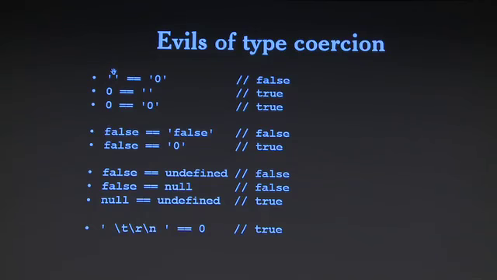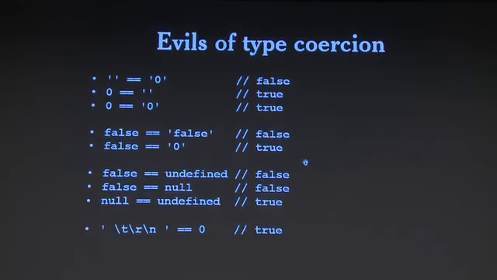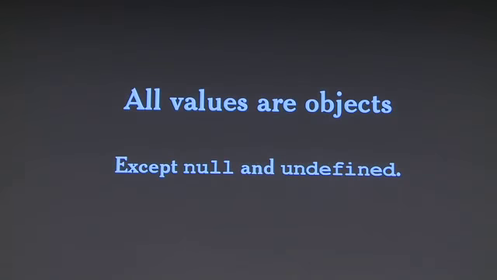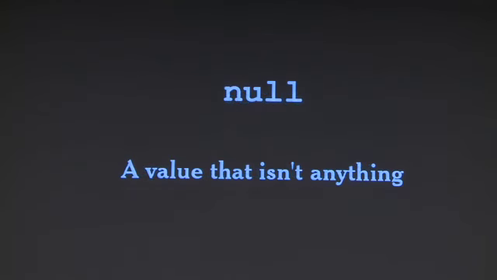Because here is an empty string equals equals zero, that is false, but the number zero equals equals empty string is true, and even worse, the number zero equals equals the string zero is also true. So this is totally bizarre. Type coercion is truly pretty weird, and I ask you to please stay away from it by using the non-type-coercing operators. So all values in JavaScript are objects, except for null and undefined.